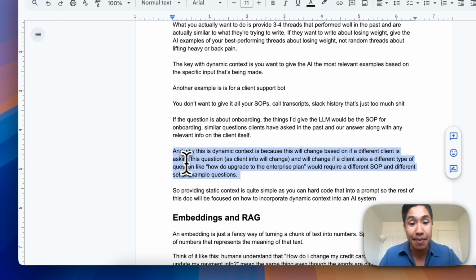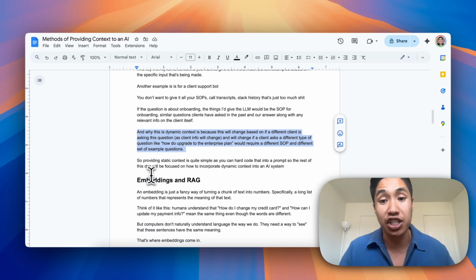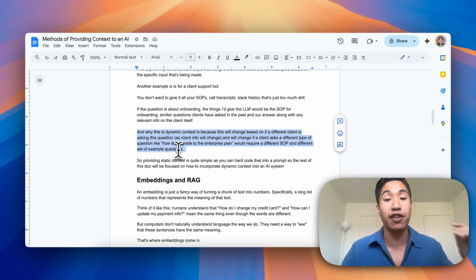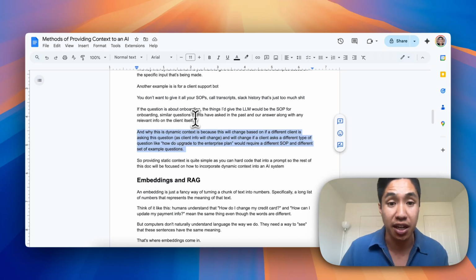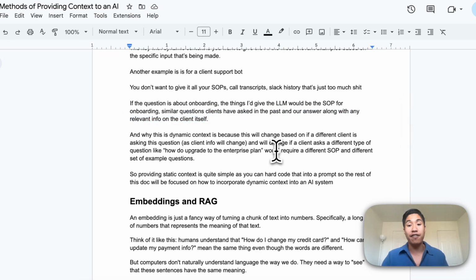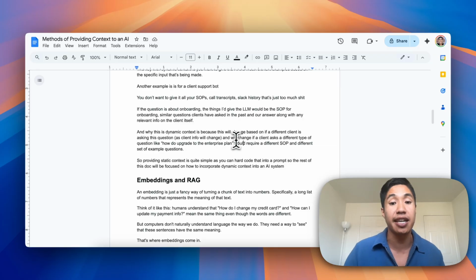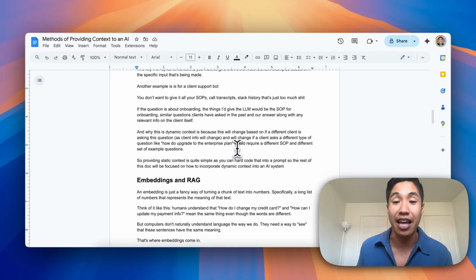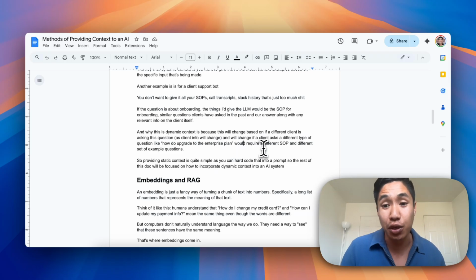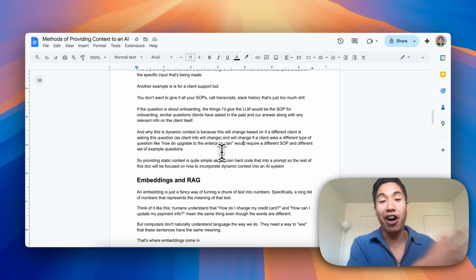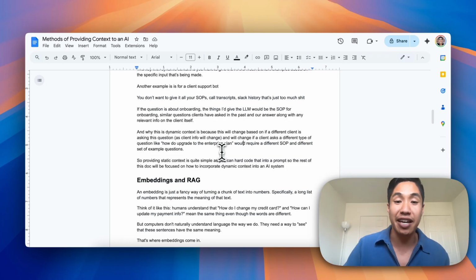And why this is considered dynamic context is because this will change based on if a different client is asking this question. If a different client is asking, we will change the client info that's being provided here. Or if it's the same client, this will change if that same client asks a different type of question. Like let's say they ask, how do I upgrade to an enterprise plan? You would want to provide the LLM, or even the intern here, not the SOP on onboarding, but the SOP on upsells. And along with that, you would provide a different set of example questions, because you don't want to provide example questions you've answered about onboarding. You want to provide example questions about, say, upselling them.